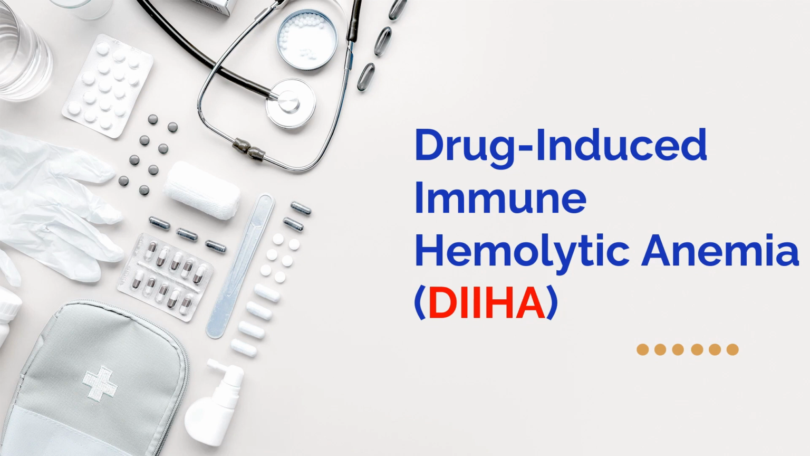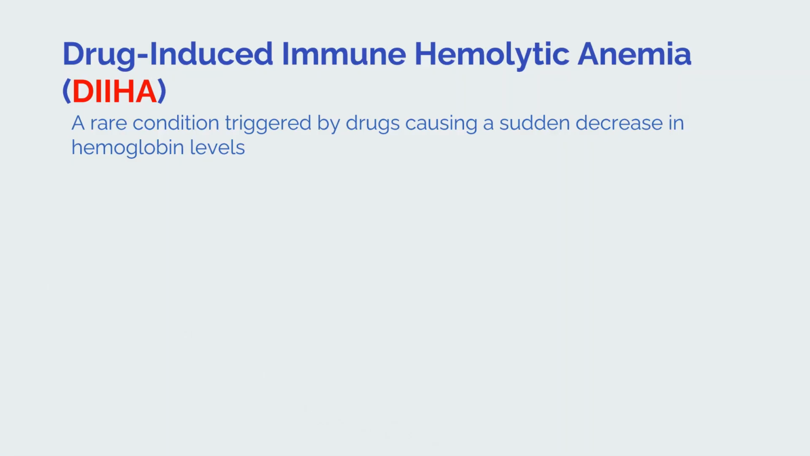In this segment, we'll be discussing a fascinating condition known as drug-induced immune hemolytic anemia, DIHA. This rare condition occurs when a drug triggers a sudden decrease in hemoglobin levels, leading to clinical and biochemical evidence of hemolysis. Let's delve into the details of this condition and explore its mechanisms together.